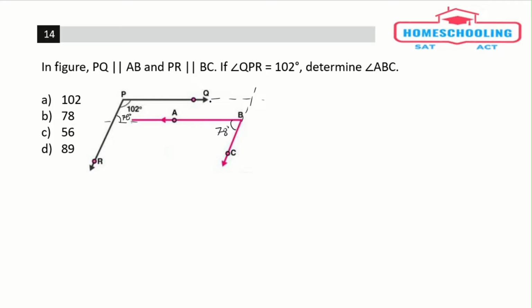So in the question we have to determine what is angle ABC, that would be 78. Now moving to the next question.